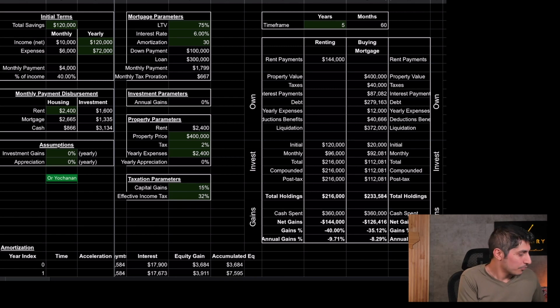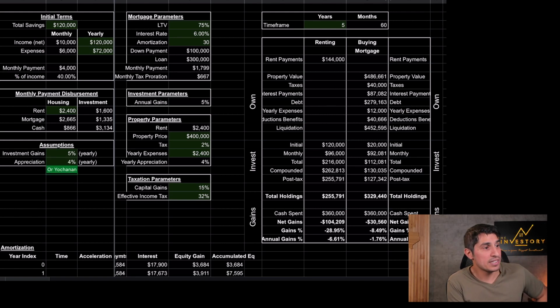For an example, let's put 5% of investment gains and 4% of appreciation. What happens in that scenario? Now we see that over the course of 5 years, we have $75,000 of difference towards buying a house. So if 20 grand were not enough, maybe 75 are enough. I don't know. Again, depends on your specific situation.